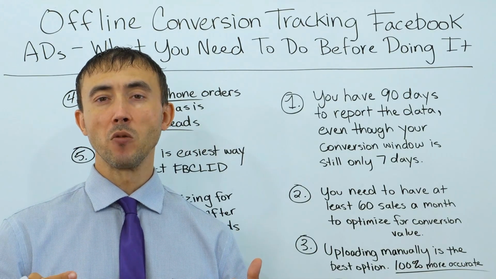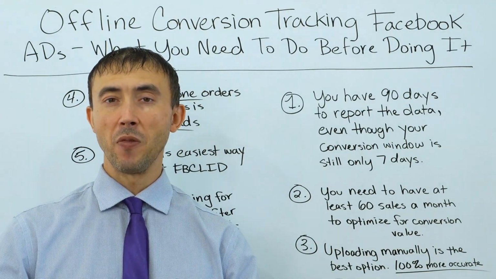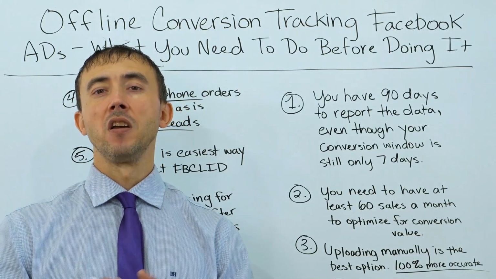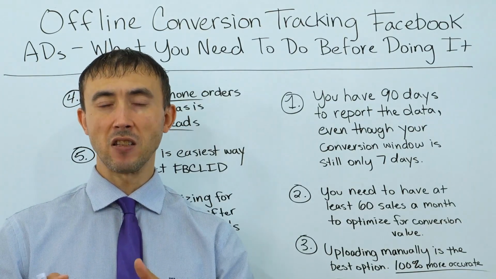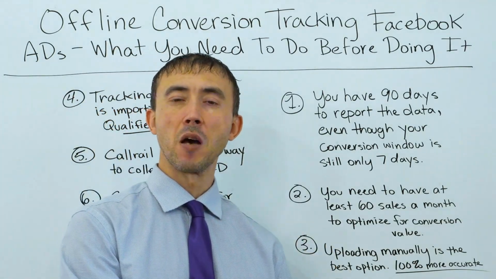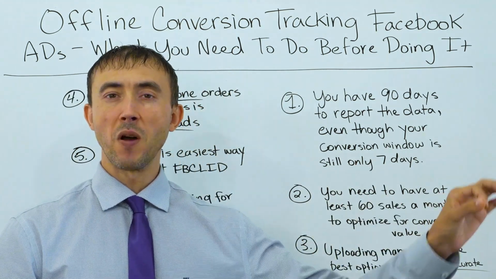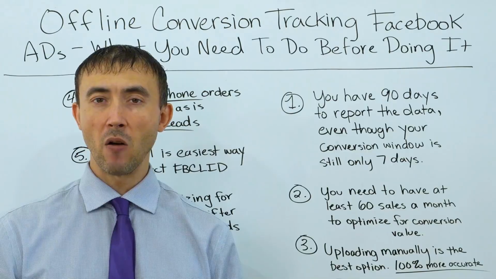Our firm is going to go through manually, once a month or more if it's a bigger volume account, and try to find all the people who bought out of all the incoming customers we had, compare that to all our incoming phone calls and form fills, grab the Facebook click ID, put it onto a spreadsheet, and then upload it. We're going to get the most accuracy by far that way.